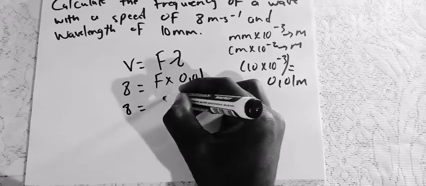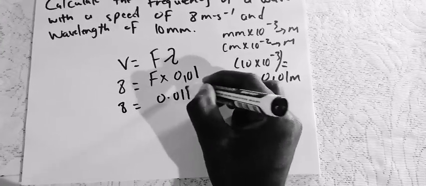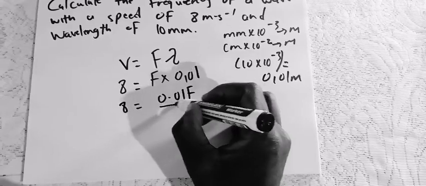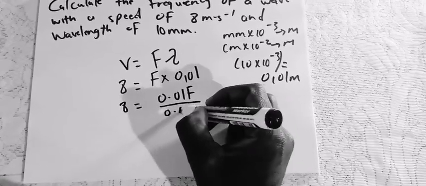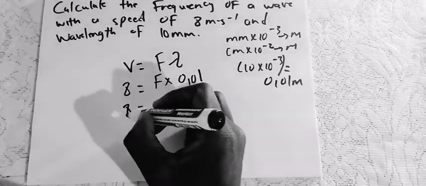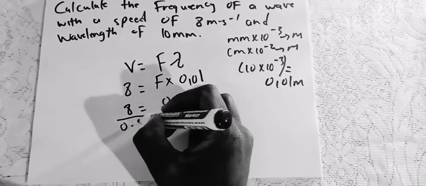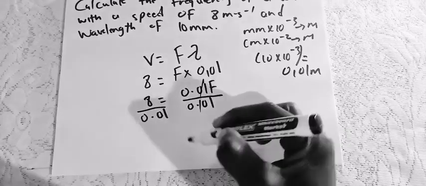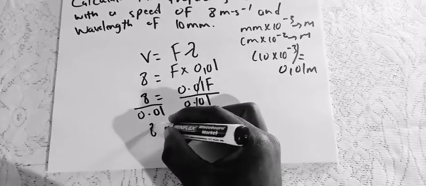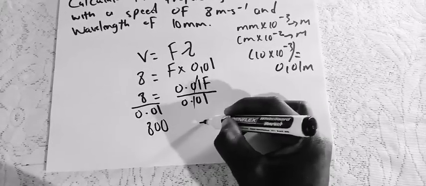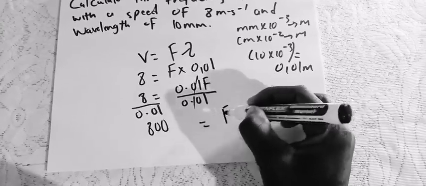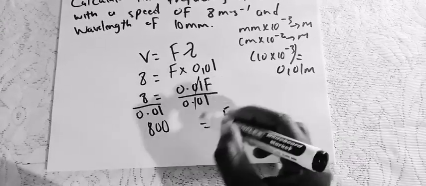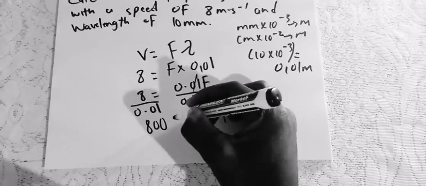So 8 equals 0.01 f. Then you divide by 0.01, and on this side again you divide by 0.01. Now you make f the subject of the formula. So this will cancel. Here you will have 800 equal to f. But you must know what the SI unit for frequency is. It is the hertz.